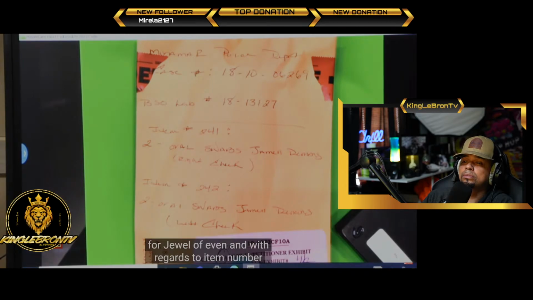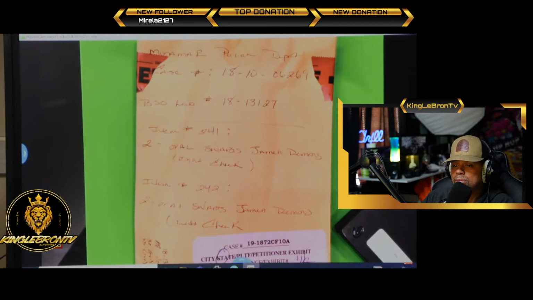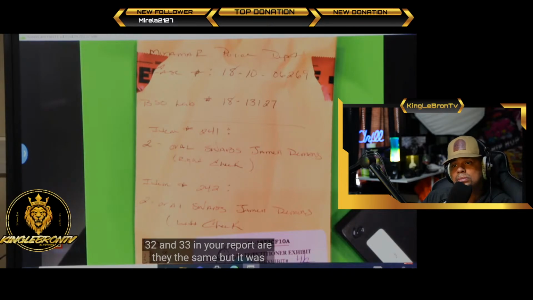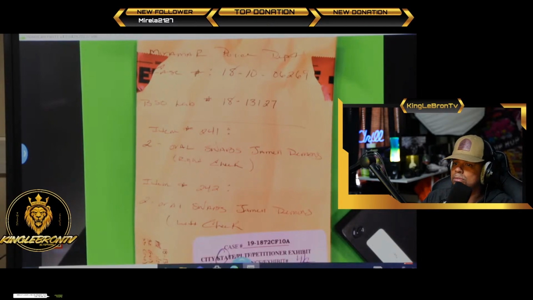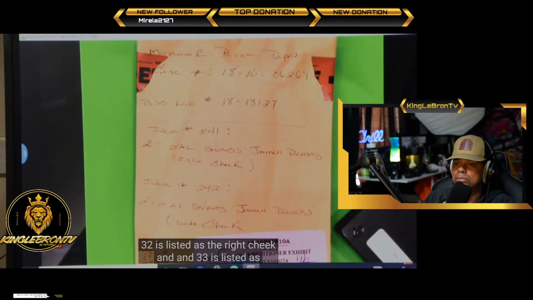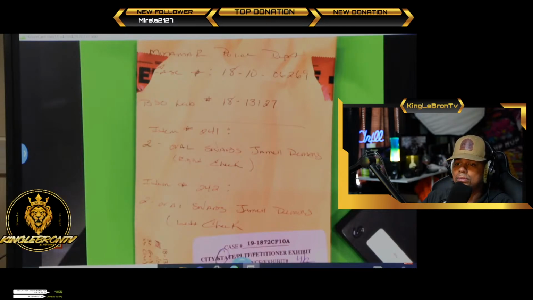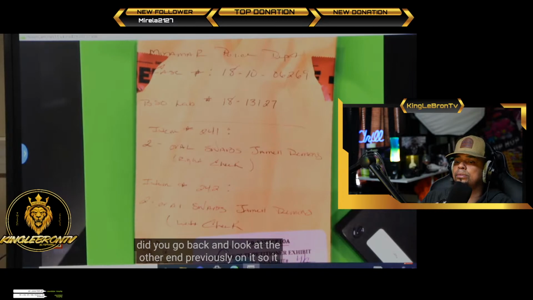And with regards to item number 32 and 33 in your report, are they the same? Item number 32 is listed as the right cheek, and 33 is listed as the left cheek. Similar to what we previously talked about, did you just pick one to test? Correct, I did, just the first one. Is there any rhyme or reason as to picking the right versus the left? Nope. Going on, once you got this standard, did you go back and look at the other evidence you previously analyzed? Yes, so comparisons were made to all the previously analyzed evidence.